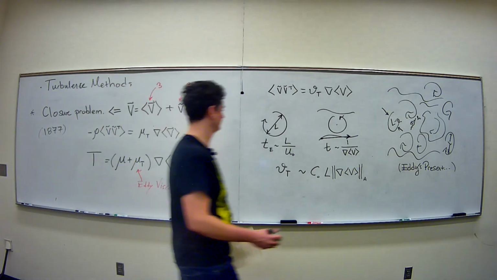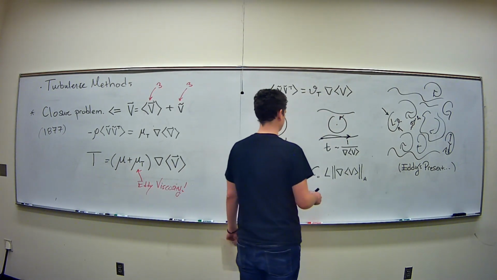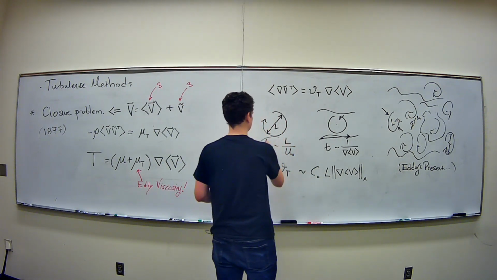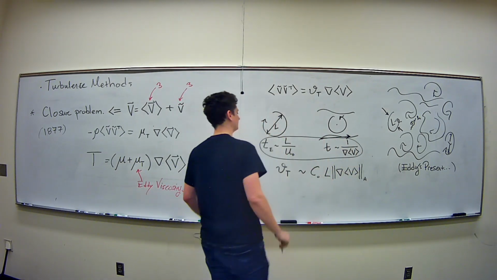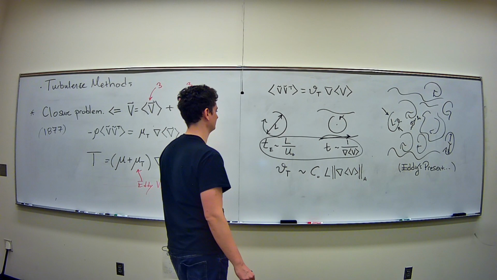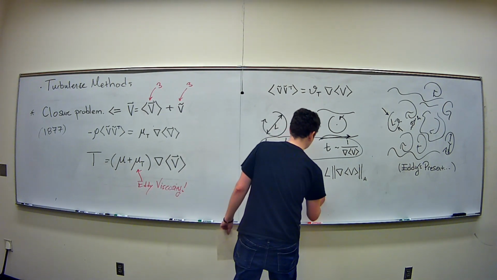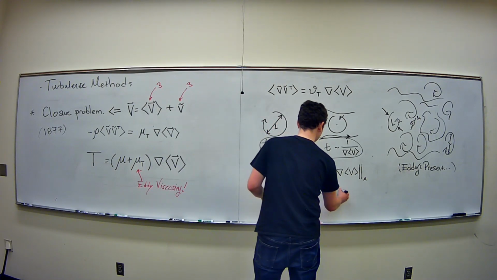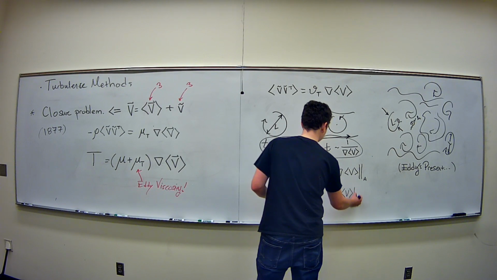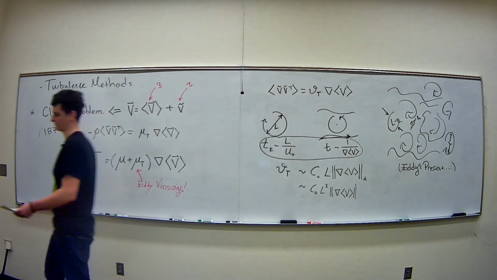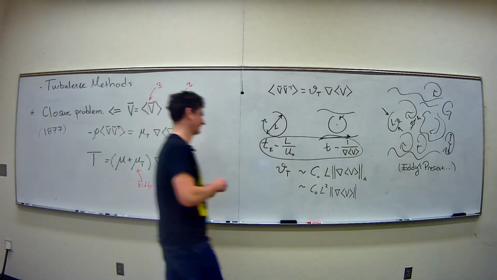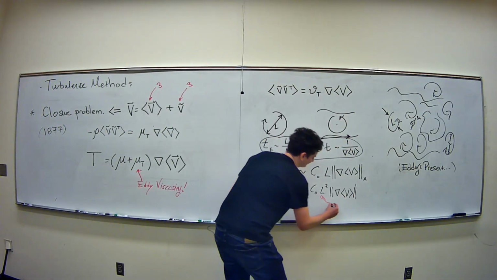Where's this length squared? Okay, and then here I substitute in this, yes. Yeah, square length. And this is what's called the mixing length. Okay, so this is called your mixing length.